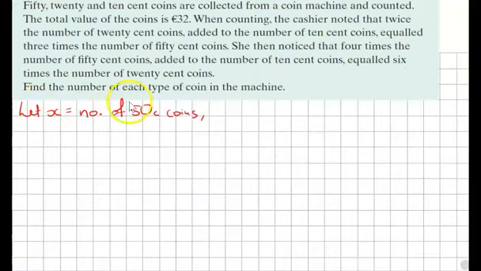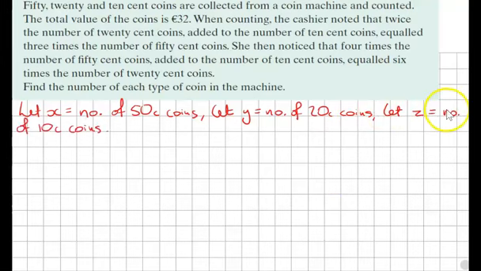So we're going to let x equal the number of 50-cent coins. We're going to let y equal the number of 20-cent coins. And we're going to let z equal the number of 10-cent coins.